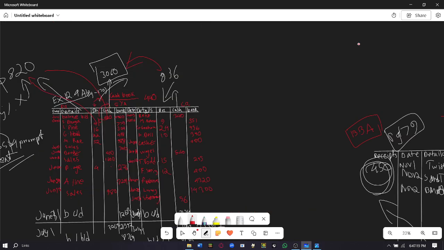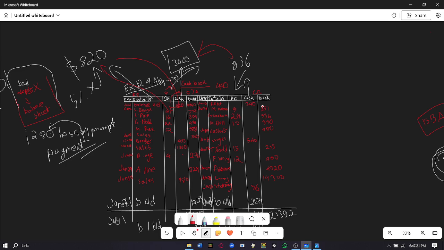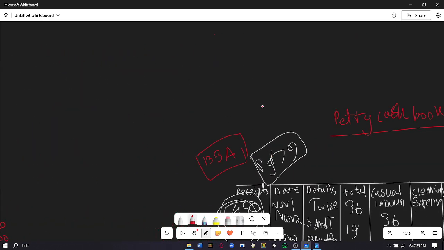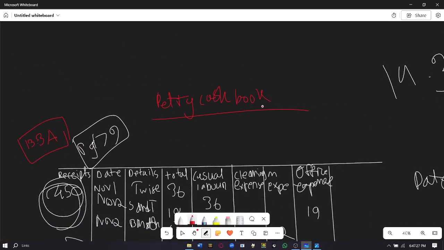Okay, so now that you basically understand how this balancing works, let's move on to the next topic, which is called the petty cash book. Now in the petty cash book, the format is as follows. All you have to remember is the format.